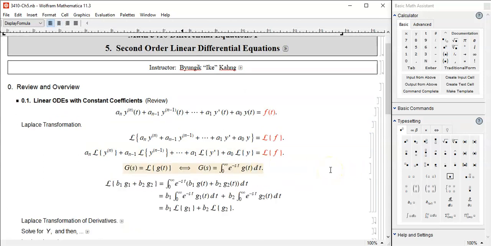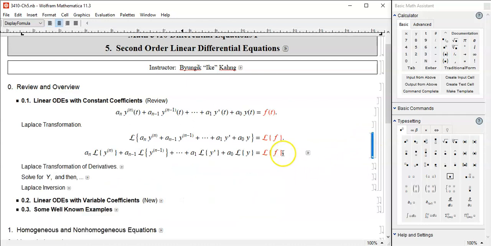Laplace transform is basically an integral. It was defined using the integral, and integrals satisfy this linearity property. We can separate the addition and then pull out any constant coefficients. Repeat it n times, and then we're going to get this.